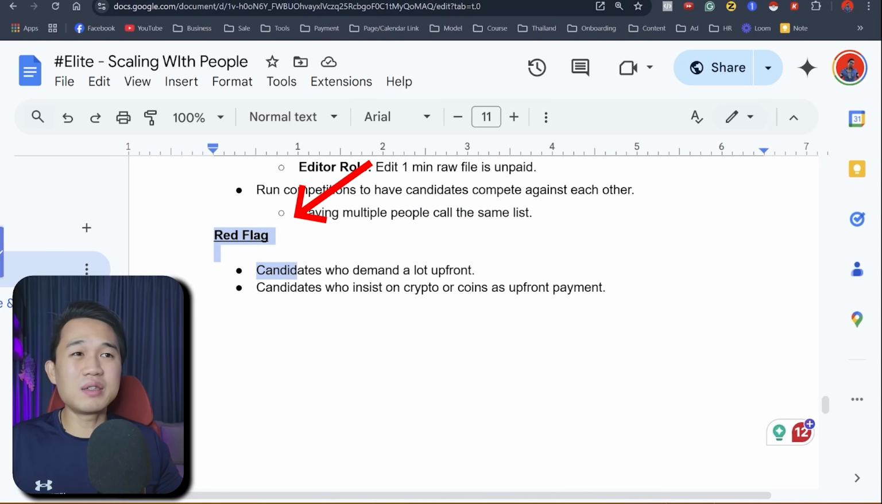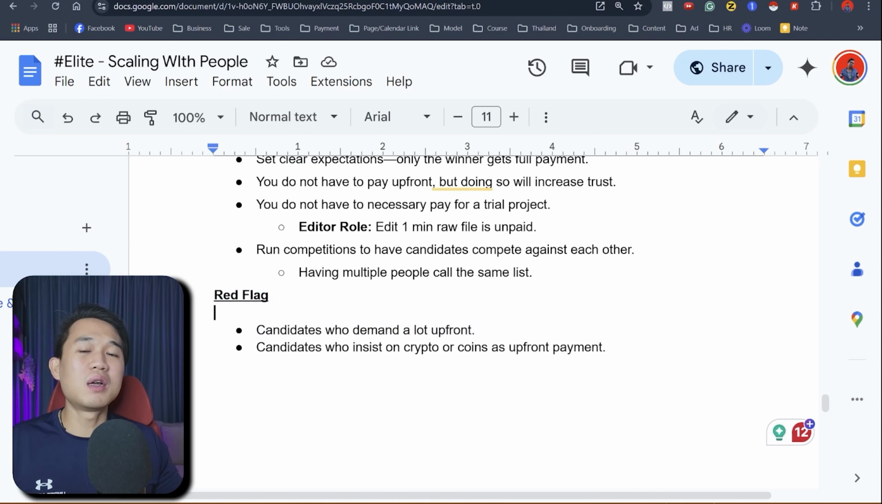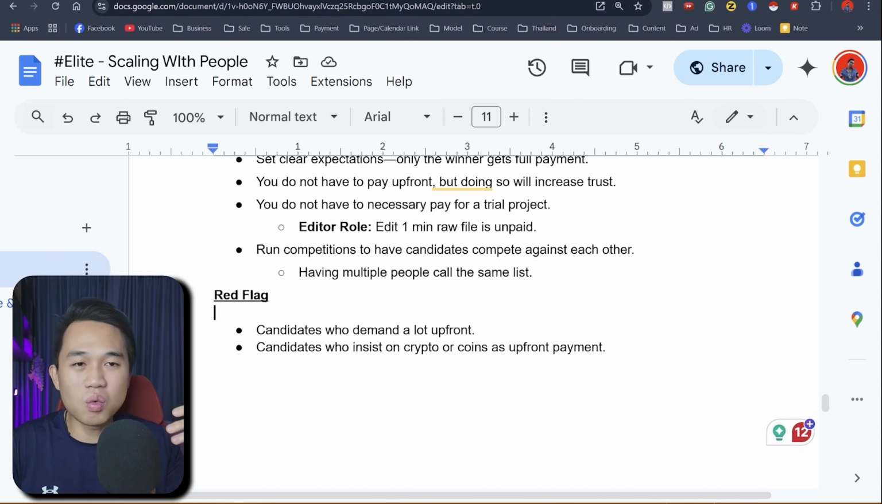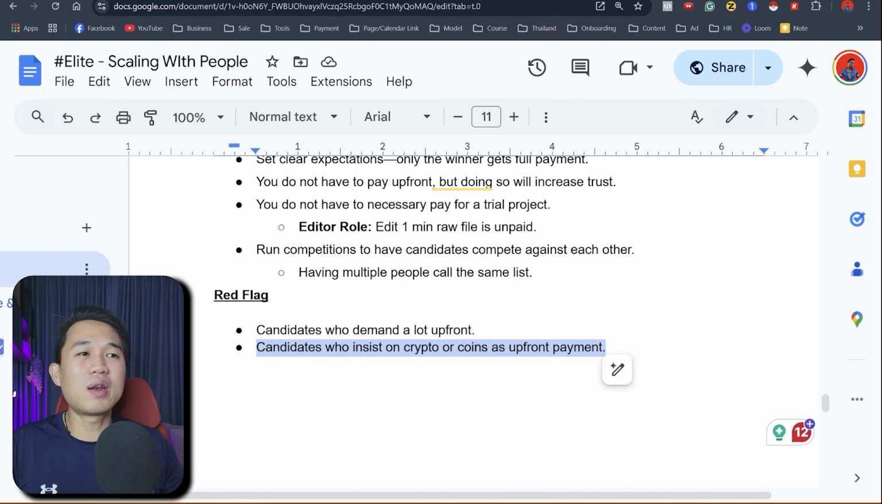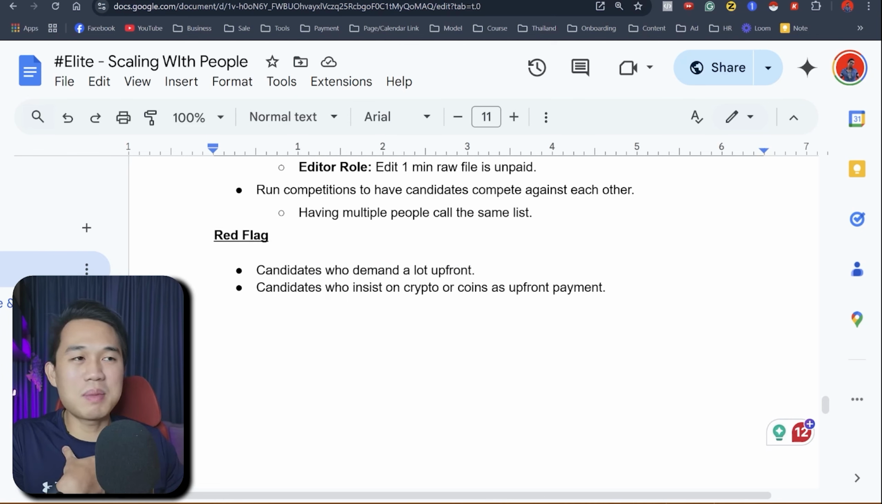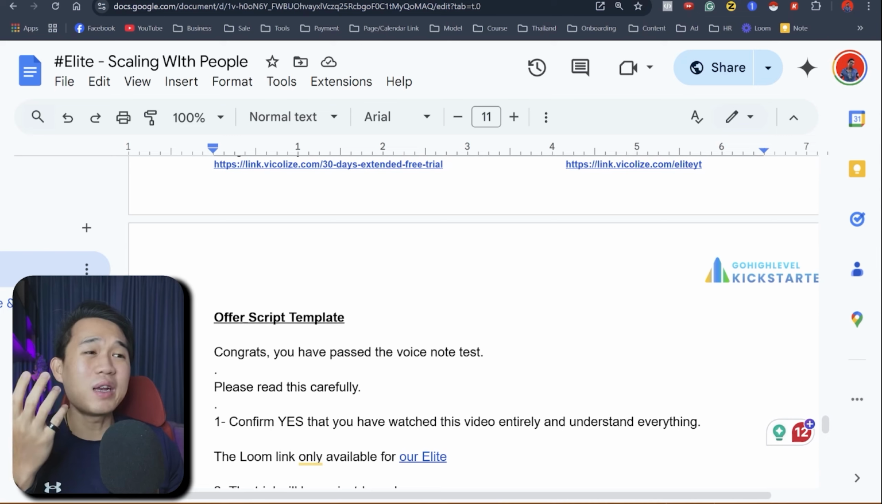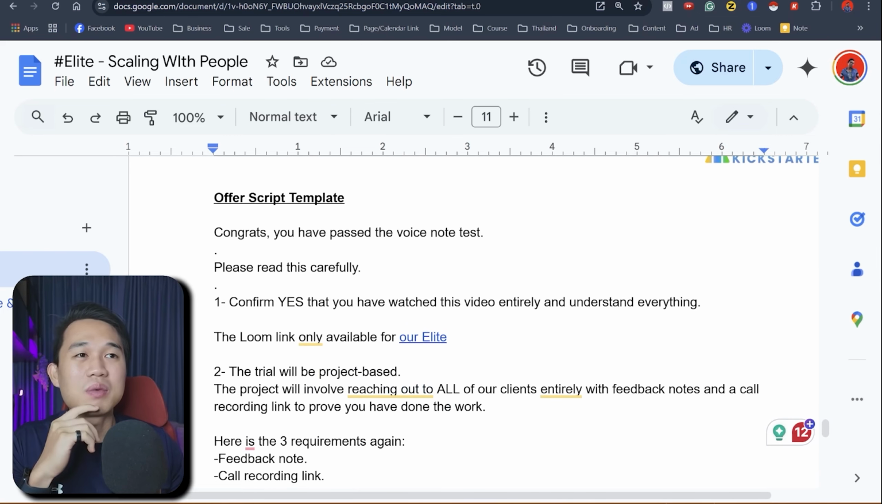And the red flag is candidates who demand a lot upfront. If you say this project is $200, I will pay everyone $50 upfront, and one candidate wants $100 instead of $50, that's a red flag. If you have a candidate who wants an upfront payment in the form of crypto or coins, just run away. Just don't even talk to those people. It's even worse than bank transfer. With crypto and coins, once the transfer is made, it's gone. You can never ever recover it. So if anyone asks for that upfront, just leave them alone, okay?